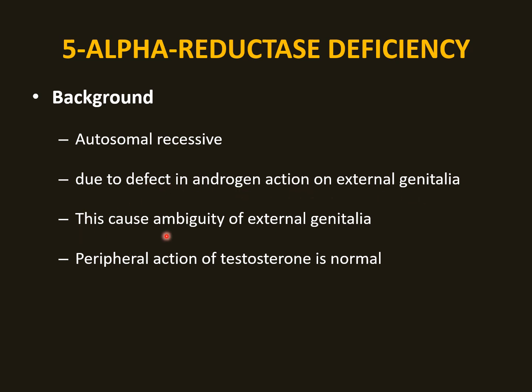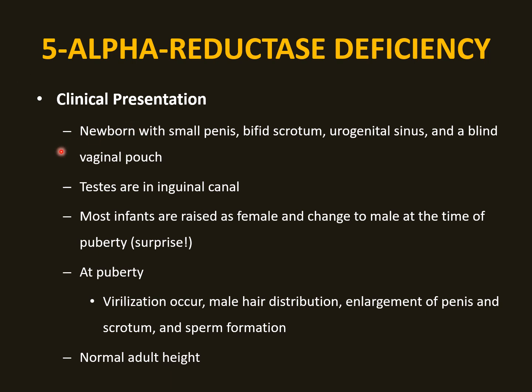This can cause ambiguity of the external genitalia, but the peripheral action of testosterone is normal. Clinical presentation: newborn with a small penis, bifid scrotum, urogenital sinus, and a blind vaginal pouch. Testes are in the inguinal canal. Most infants raised as female, and it changed to the male at the time of puberty. Surprise. At puberty, they have virilization. All the virilization will occur: male hair distribution, enlargement of the penis and scrotum, and sperm formation. They will reach the final adult height.